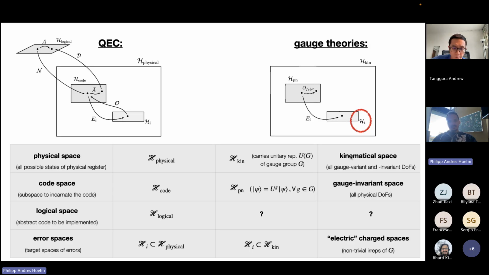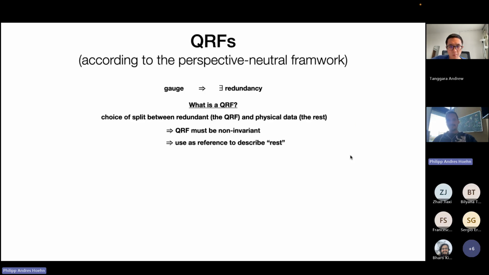Okay. Now, basically, we want to start filling in the missing pieces here. And this is where quantum reference frames will come into the game. So first of all, at a somewhat conceptual level, and then it will become a bit more technical. This is according to the perspective-neutral framework that I will describe. We're going to do this now for gauge theories first. So this applies to the gauge theory side for the moment. So we have gauge, so there's redundancy.